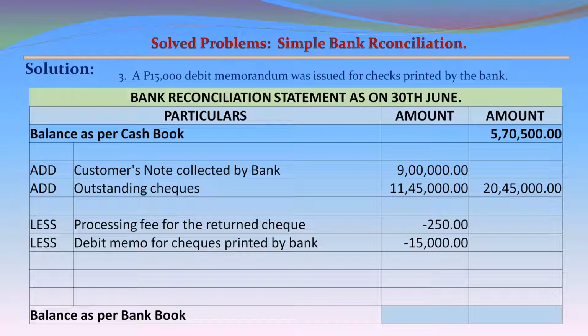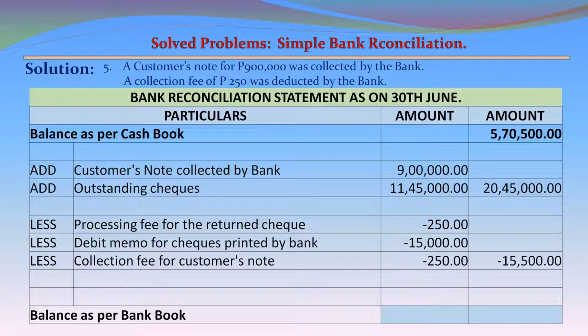Adjustment number 3. 15,000 debit memorandum was issued for checks printed by the bank. The bank has charged us 15,000 for the printing of the checks and it has been recorded by the bank but not in the cash book. So we have to reduce our cash balance by 15,000, less debit memo for checks printed by the bank 15,000. Adjustment number 5. Second part. A collection fee of 250 was deducted by the bank. So this has been recorded by the bank. They have deducted our balance by 250. So we have to reduce our cash book balance, less collection fees for customer's note minus 250.